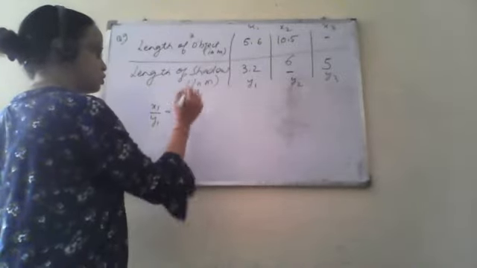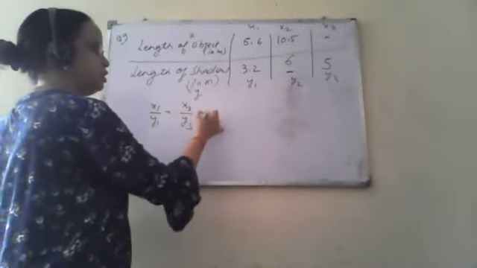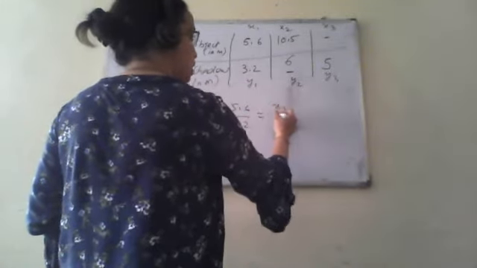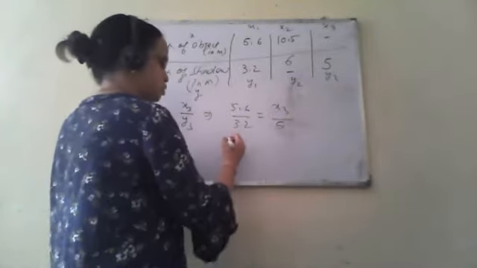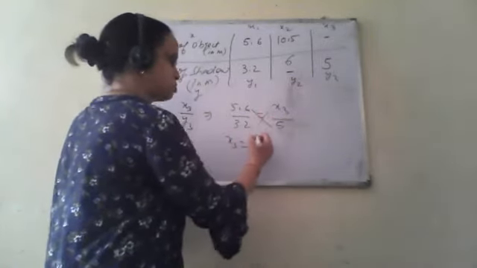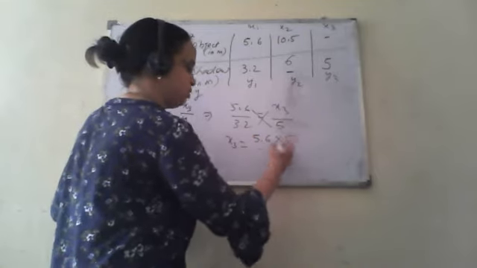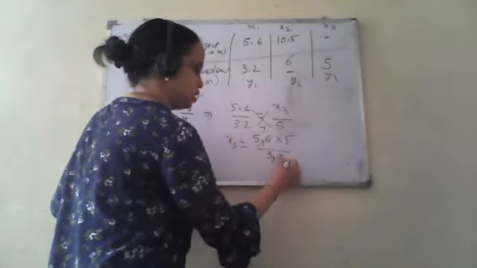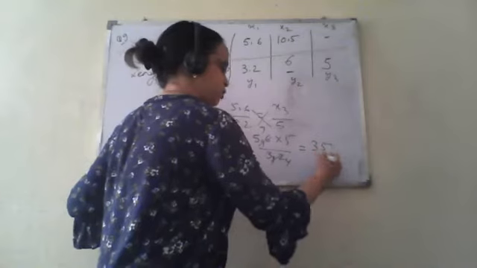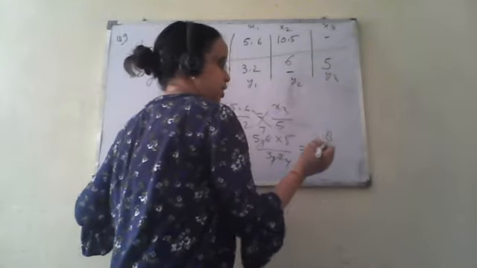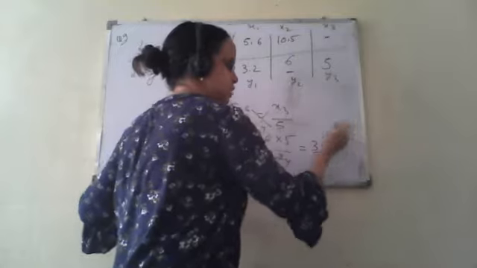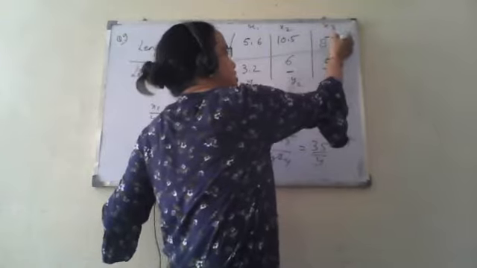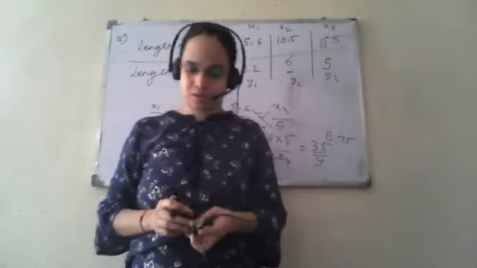this is x1 upon y1 equal to x3 upon y3. It is 5.6 upon 3.2. This is x3 we have to calculate, and y3 is 5. So x3 is, we are doing cross multiplication, 5.6 into 5 upon 3.2. Again, this is 35 upon 4, or this is 8.75. Yes, 8.75. So the length of object is 8.75 meters.